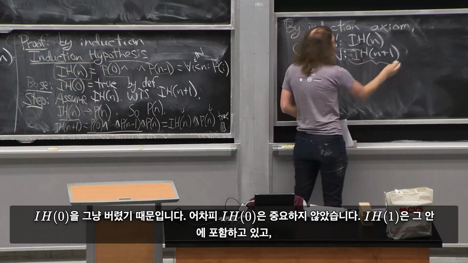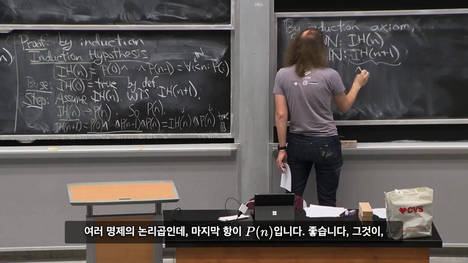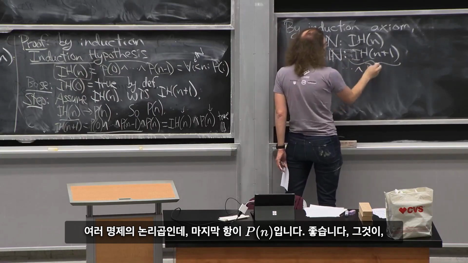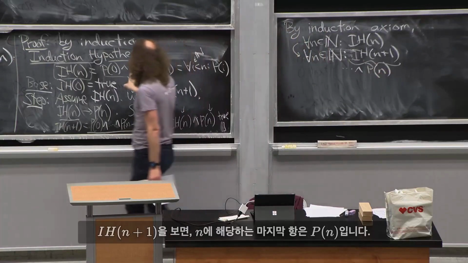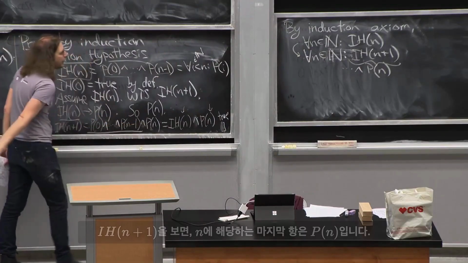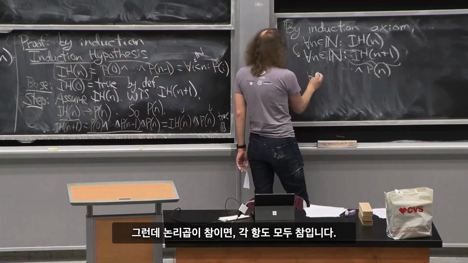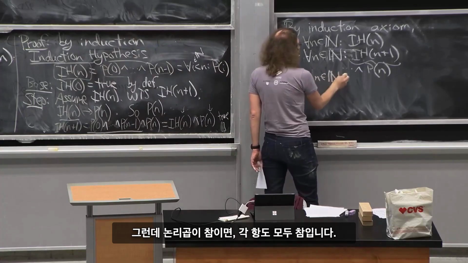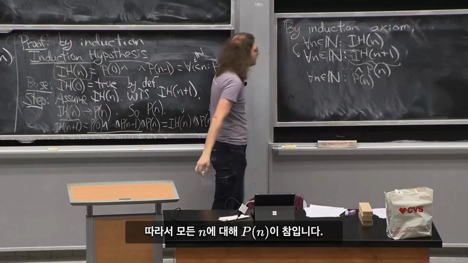IH of 1 includes inside of it, so it's an and of a bunch of things, but then the last term is P of n. Right? If I take IH of n plus 1, the last term in it is P of n. So it's also anded, but if the and is true, then every term is true. And so therefore, P of n is true for all n.